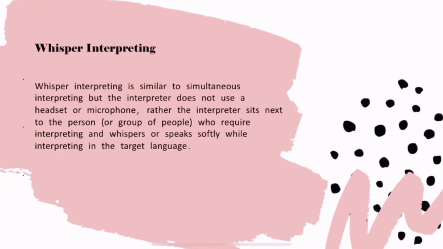Whisper interpreting. Whisper interpreting is similar to simultaneous interpreting, but the interpreter does not use a headset or a microphone. Rather, the interpreter sits next to the person or group of people who require interpreting and whispers or speaks softly while interpreting in the target language.